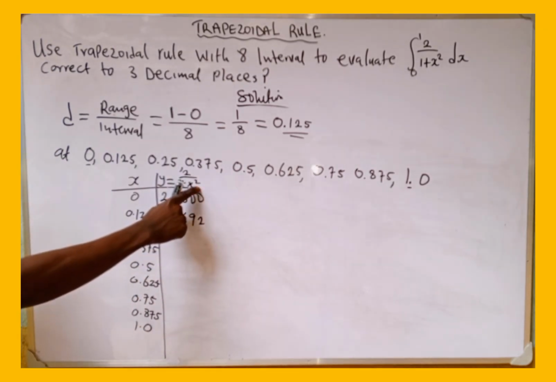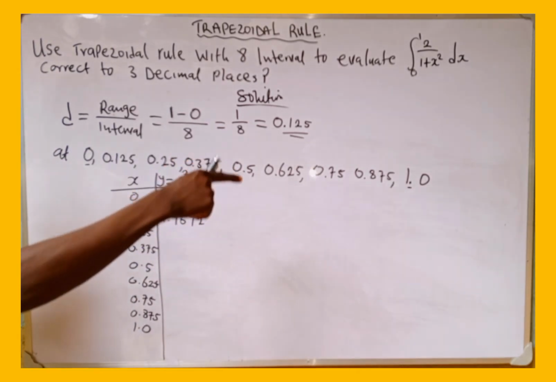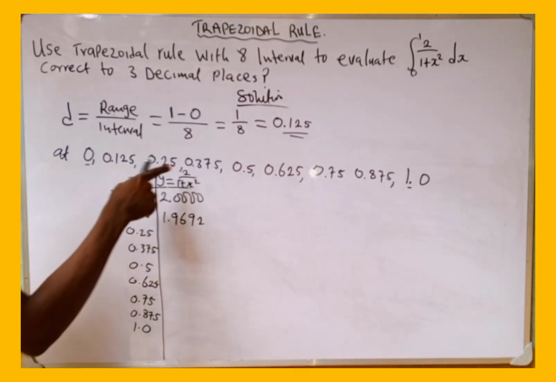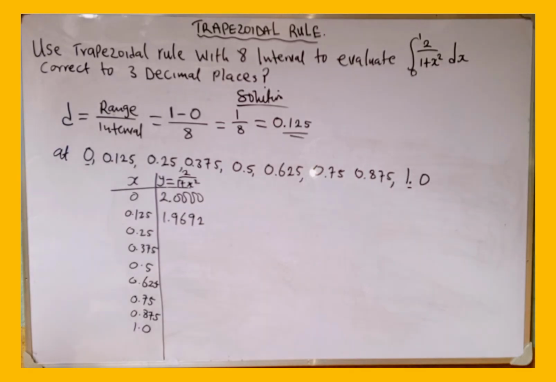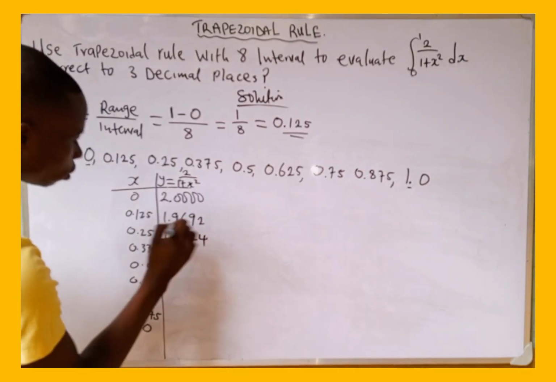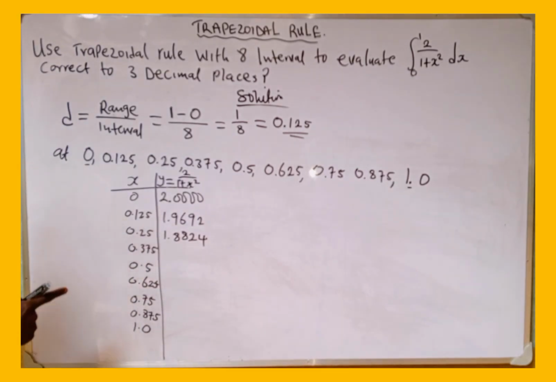So the next one is 0.25. Plug in 0.25 here, square it, press equal to, then 1 plus answer, you press equal to, then 2 divided by answer is going to give us what? 1.8824. So the next one is 0.375.